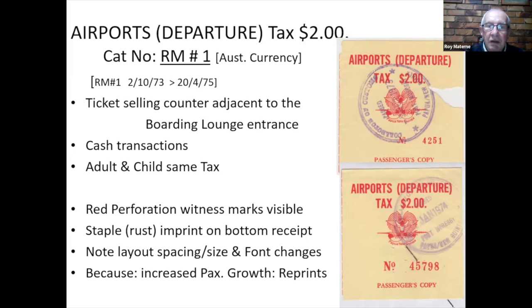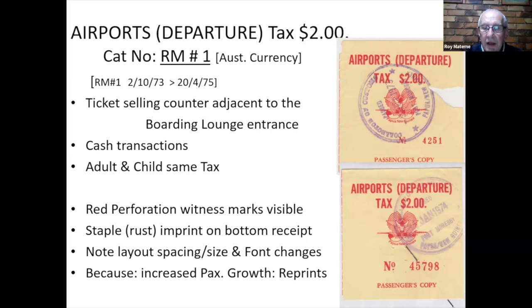Noteworthy on these initial labels are the red dashed lines on the left-hand side indicating that the tickets were rouletted, and that was the case for all of the ticket book type labels. The top one is very interesting because the departure tax started on the 2nd of October 1973. The top example is the 9th of October 73. The bottom one is the 31st of January 1974. So they are two very early examples.